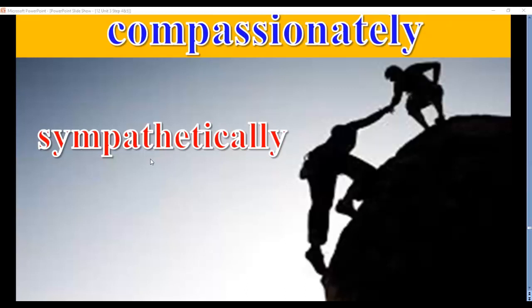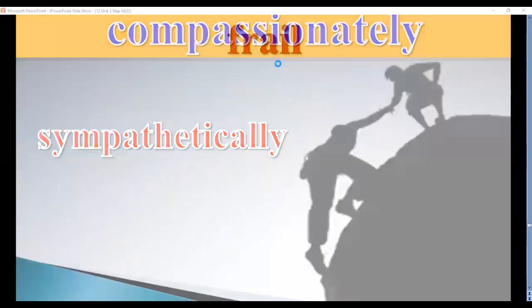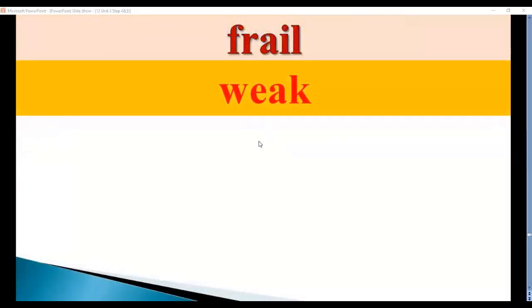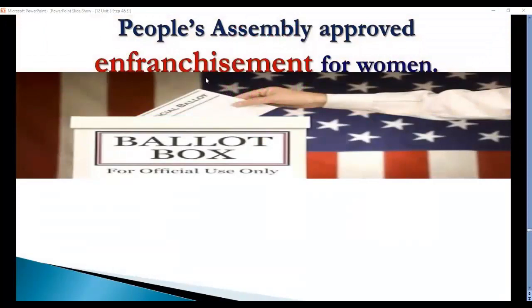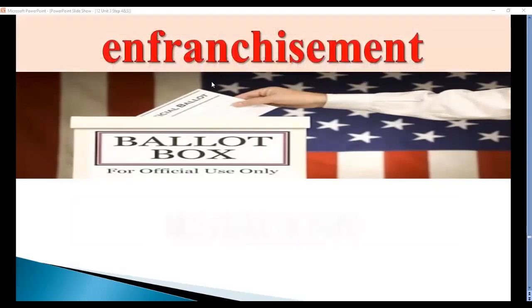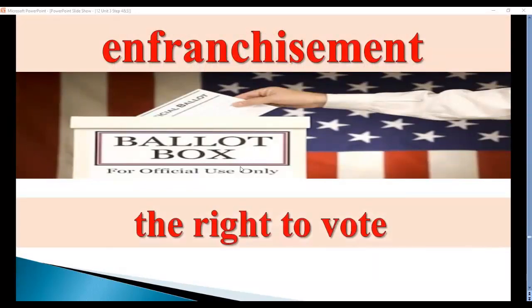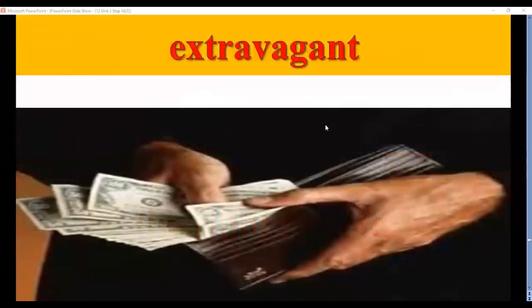We have compassion and we have sympathy. This is an adverb and this is an adverb also, but I'd like you to concentrate on this adverb, compassionately. Next, frail, weak. Someone who is very weak, like the old man. Here, enfranchisement. Take care, dear students. People's assembly approved. Enfranchisement again. It means the right to vote, especially in elections. Look at this man. Look at this box. So here, enfranchisement means the right to vote in elections.